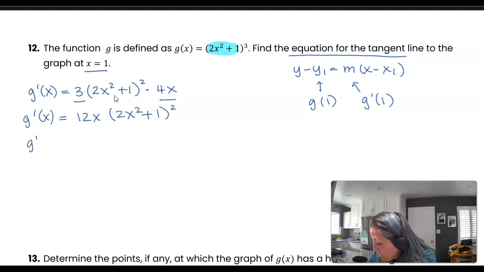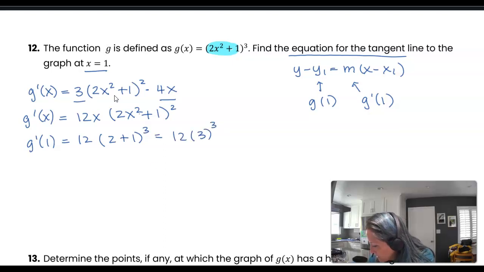We need g prime of 1, so let's go ahead and plug that in. We'll have 12 times 2 plus 1 cubed, ew, which is 12 times 3 cubed? Really? I'm just regretting life choices right now.